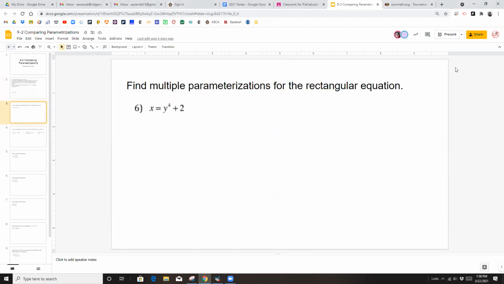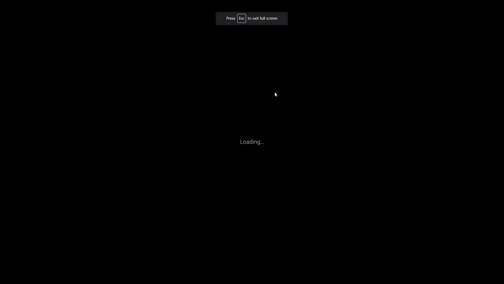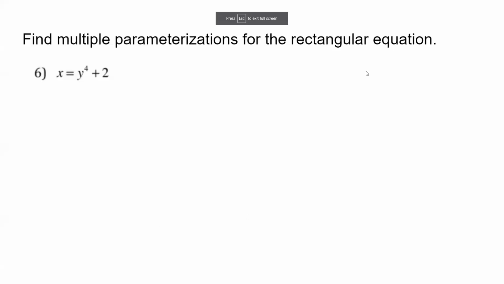Right. So find multiple parametrizations for the rectangular equation. All right, so let's do a couple of these. All of these should have the same graph if we graph them for all values of t. But if we restrict the values of t, then we'll get different parts of the same graph for these equations because they all stem from the same rectangular equation.